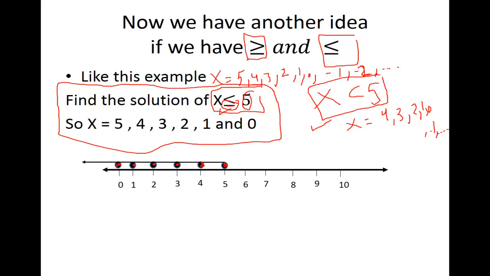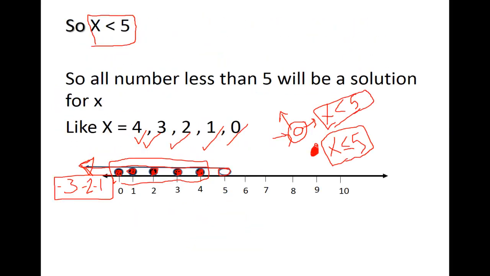All of these circles will be filled. But in the last question, we make an empty circle because we don't have an equal sign. If we have an equal sign, we must make the circle filled. But if we don't have an equal sign, like the last example, we make an empty circle. It means we will take all the numbers below 5 as a solution, but 5 itself is not a solution. So we make an empty circle.